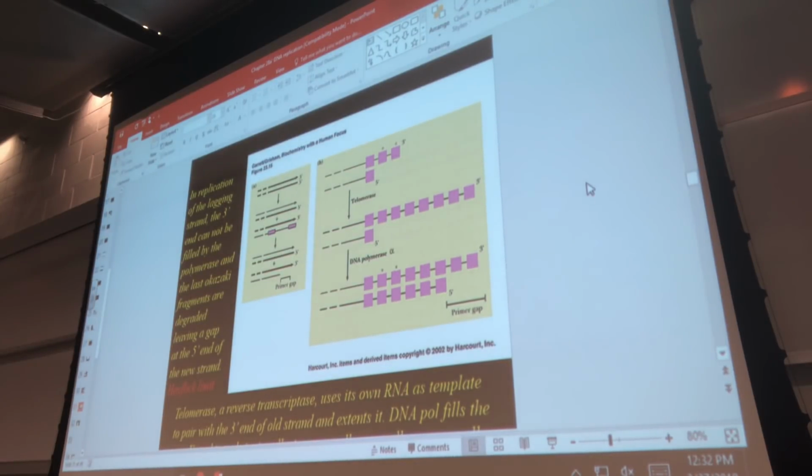So I'm going to jump down to the last bit of DNA replication with eukaryotes that's important.